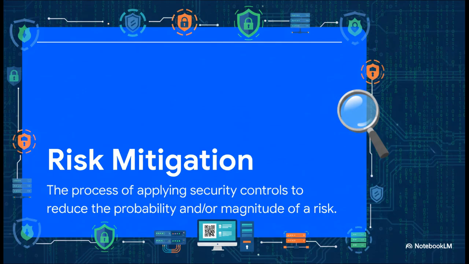Mitigation is the one you're going to see most often. This is where you roll up your sleeves and you actually do something to fix the problem. You implement firewalls, you apply patches, you enforce multi-factor authentication, anything that makes the risk less likely to happen or less damaging if it does.